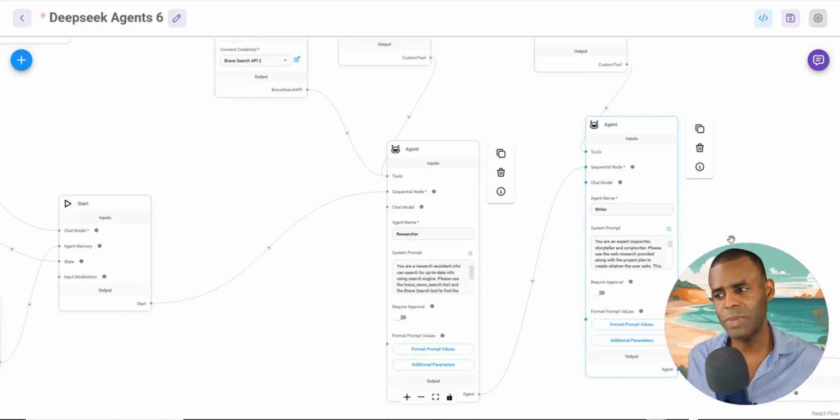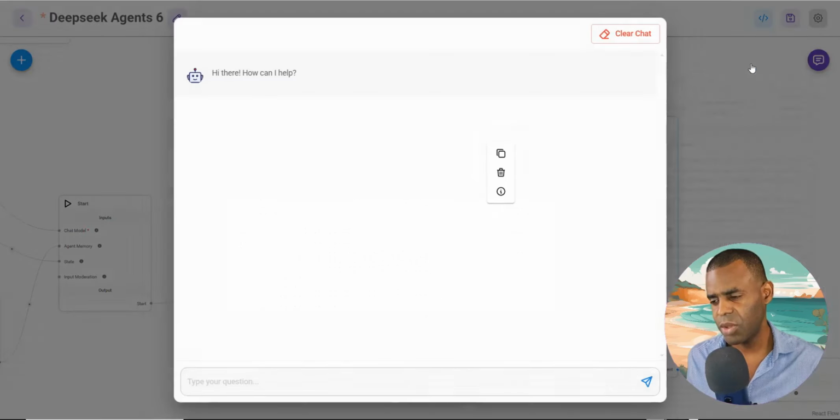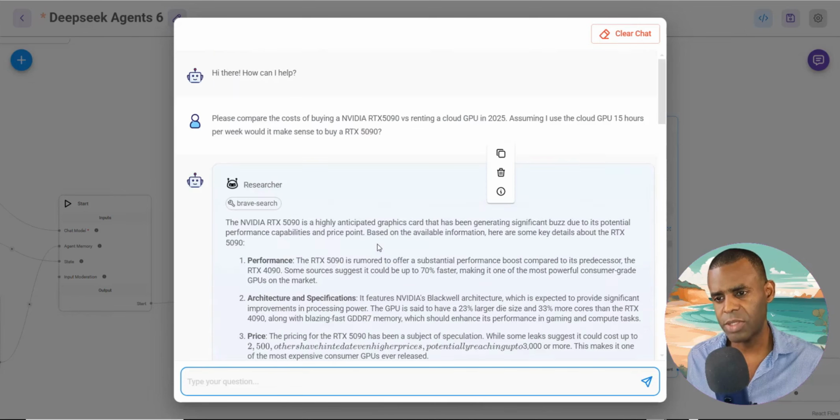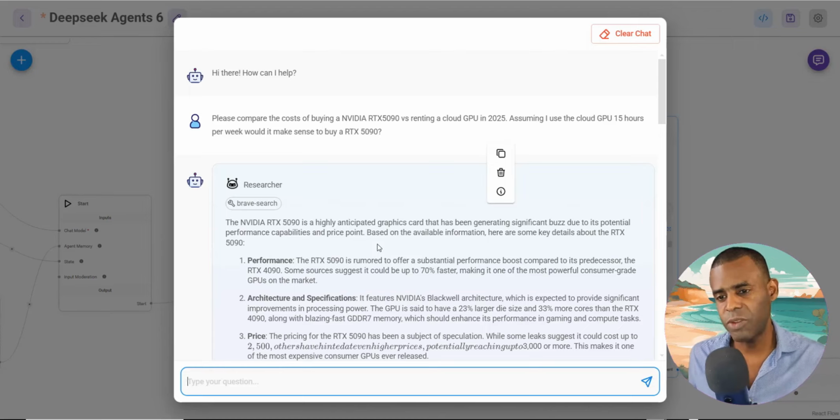So for the first example, we asked a question about GPUs, all right? NVIDIA is about to launch their RTX 5090 series. So our question to the agent was, please compare the costs of buying an NVIDIA RTX 5090 versus renting a cloud GPU in 2025. Assuming I use the cloud GPU 15 hours per week, would it make sense to buy a 5090, or would it make sense just to rent the GPU in the cloud? All right, and this is the answer that it gave us.